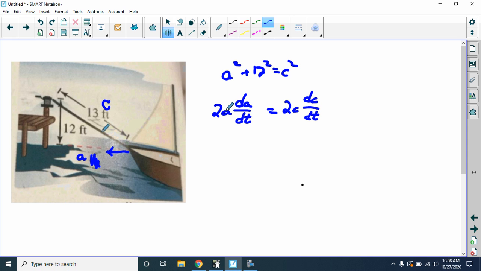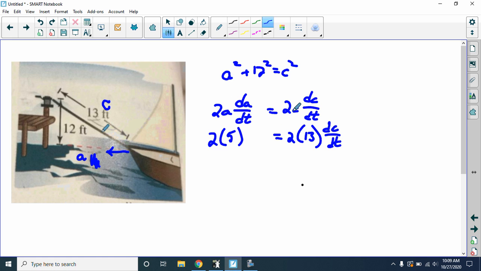It asks us to determine the speed at which the winch pulls in the rope when there is a total of 13 feet of rope out. 13 feet of rope out, that would be C. We are looking for the rate at which the rope is being pulled in. We are looking for dC/dt. And we need to know what A is. When this is 13 and this is 12, you can use the Pythagorean theorem, plug in 13 for C, or you might remember 5, 12, 13 is a Pythagorean triple.